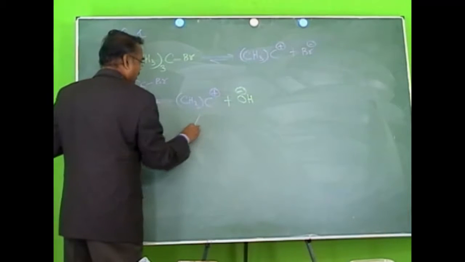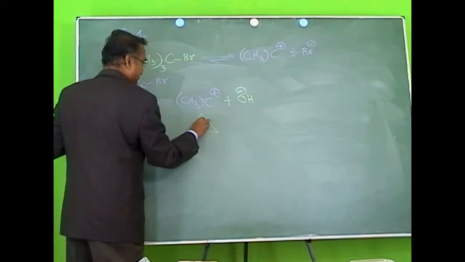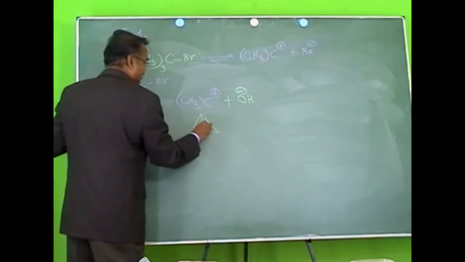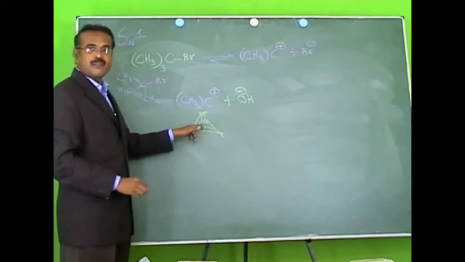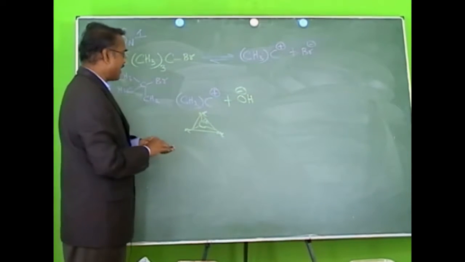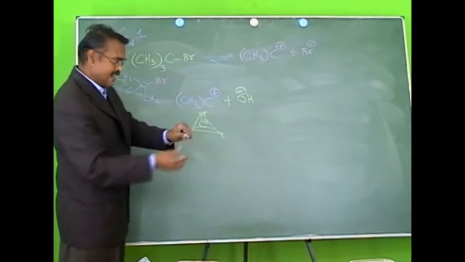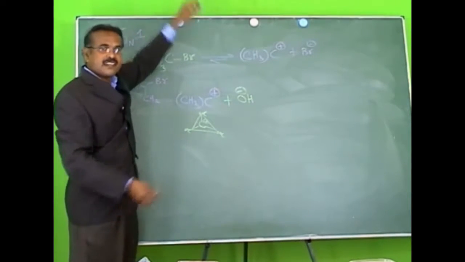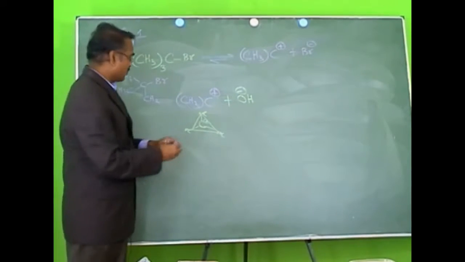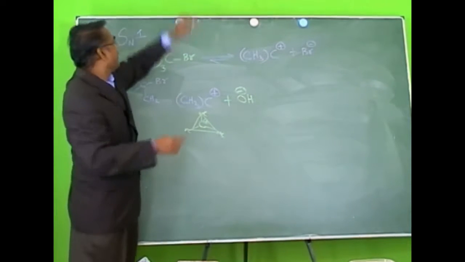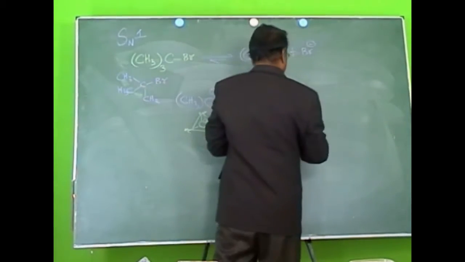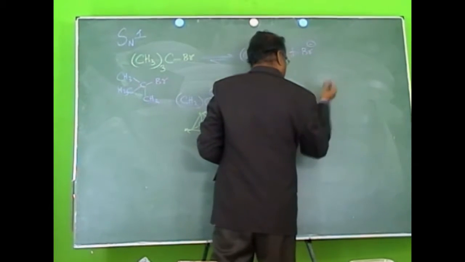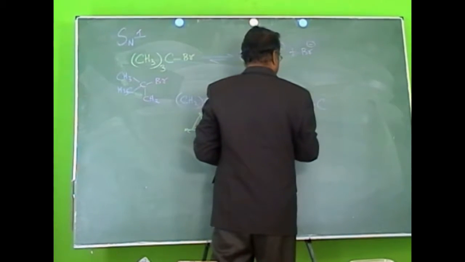So assume it is a planar triangle, carbon at the center, C plus is the center. So all the 3 corners are occupied by methyl groups, methyl, methyl, methyl. So it is open, this carbonium ion is open. So OH minus may approach either the front side, or the same OH minus may approach the back side of the molecule. So either it attacks here or it may attack on the back side, which leads to both retention of configuration as well as inversion of configuration.